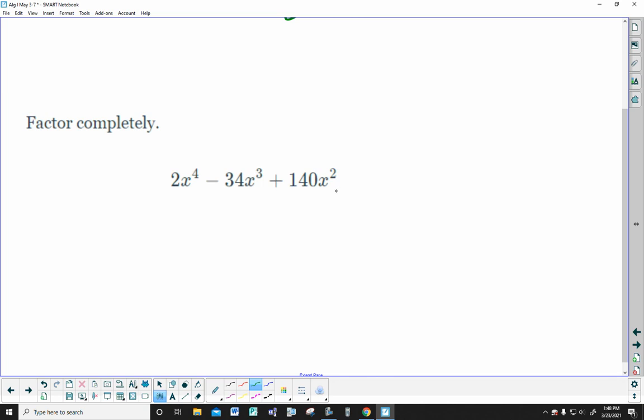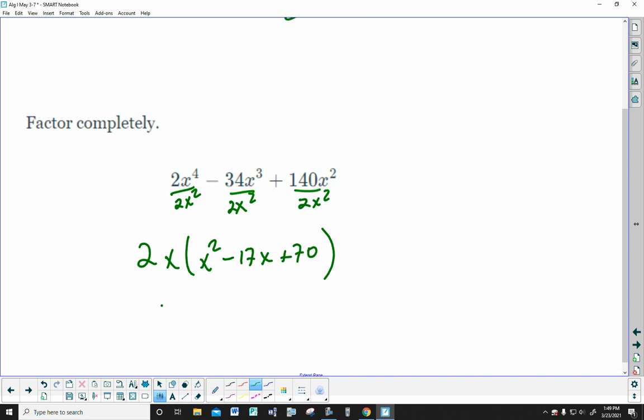First, look at what's in common. They all have a 2. They all can be divided by 2. They all have an x squared. So do that first. Pretend you're dividing everybody by a 2x squared. So the first one becomes x squared. The middle one, minus 17x. The end, what would that be, 70? Oops, plus. Now that still factors.